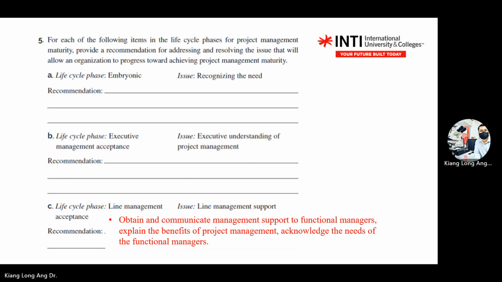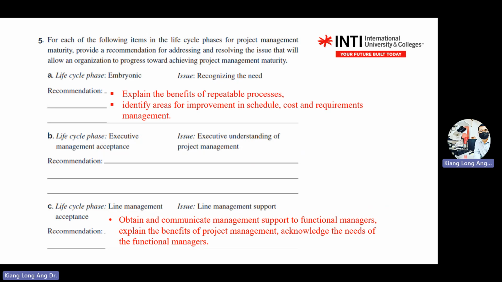During the embryonic, meaning the early phase, you have an issue recognizing the needs. So your recommendation is to explain the benefit of repeatable process. When you have a repeatable process, you can use a single machine or mechanism. You just repeat like a production. You don't need to hire a lot of guys to do the same thing. Maybe you only need to buy a machine or a robotic arm or robotic process. Then you identify the area for improvement in the schedule, cost, and requirement management.